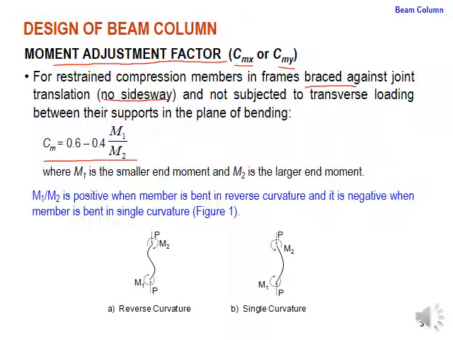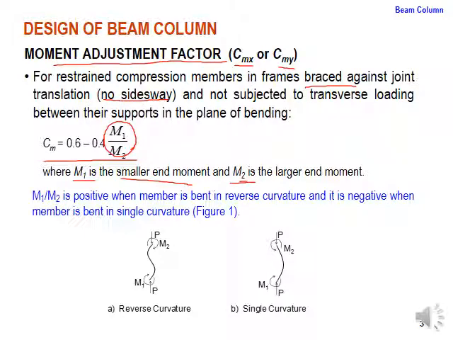What is M1? M1 is the smaller end moment and M2 is the larger end moment. It may be the top end moment, it may be the bottom end moment. Any one of M1 and M2 may be the top end and may be the bottom end. The only difference is that the subscript 1 represents the smaller end moment, and M2 represents the larger end moment. Here the ratio of M1 over M2 is very important.